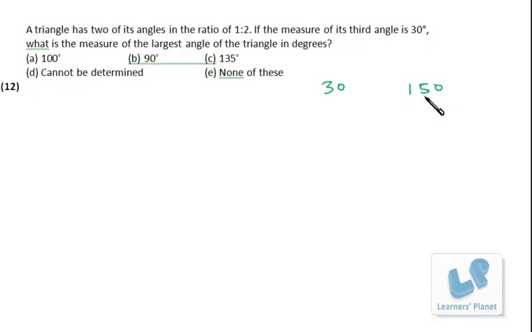Now we have to break 150 into the ratio of 1:2. So it will be 50 and 100, that is the ratio 1:2. So this is one angle, this is one, and this is the largest angle. So the value of the largest angle is 100 degree. I hope you are clear.